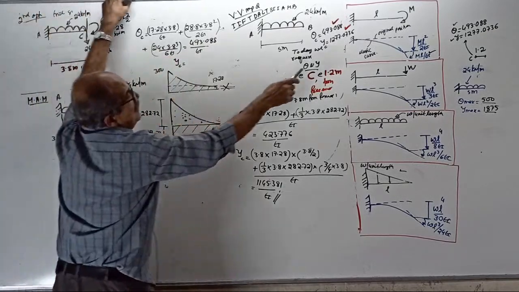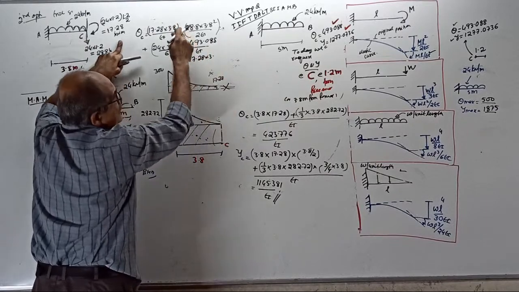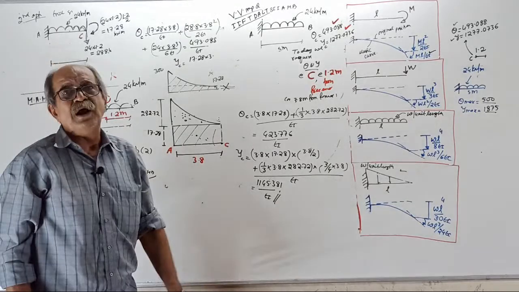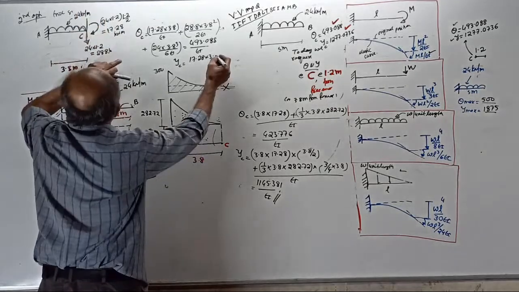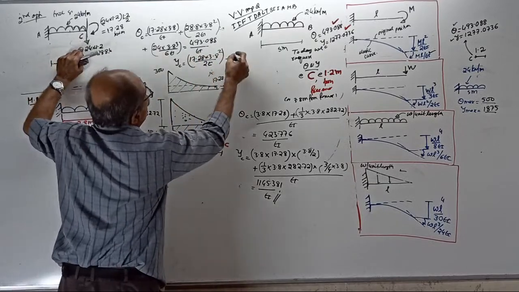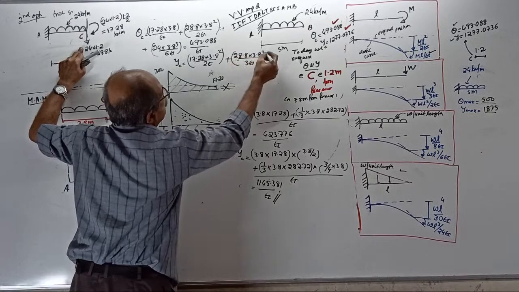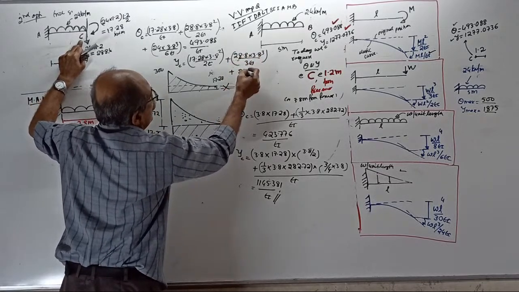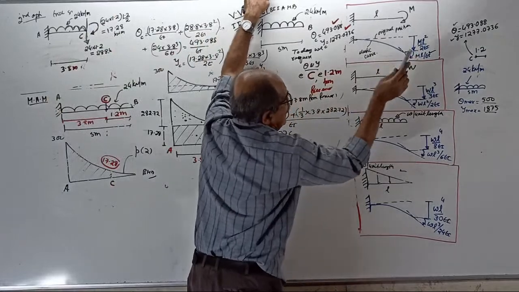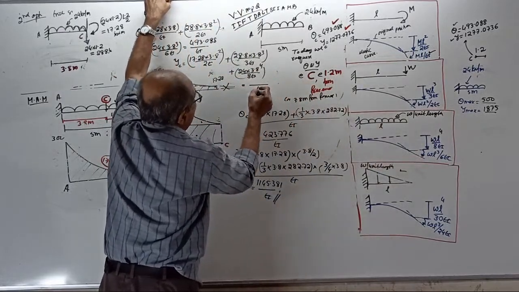Start. Due to couple, ML square by 2EI. How much is it? 17.28 into 3.8 square by 2EI is for couple, plus for point load 28.8 into 3.8 cube by 3EI, plus for UDL 24 into 3.8 power 4 by 8EI. See, ML square by 2EI, WL cube by 3EI, WL power 4 by 8EI. Calculate this way by shortcut. Exam, they will ask only one of this, suppose it's an objective question, maybe for GATE or engineering service. Usually for PWD, they will not ask.